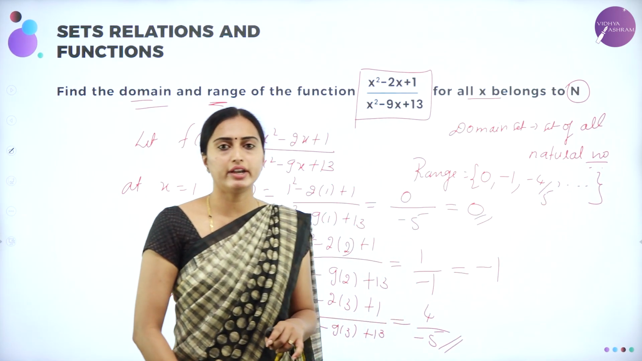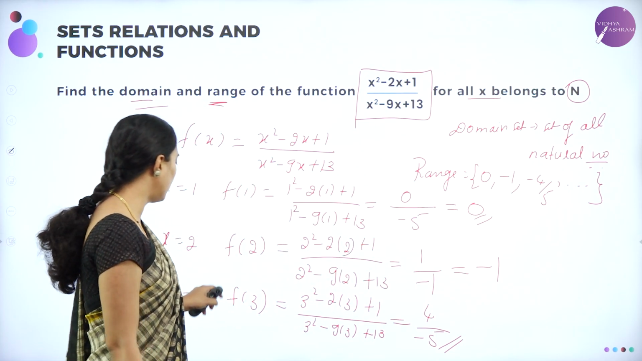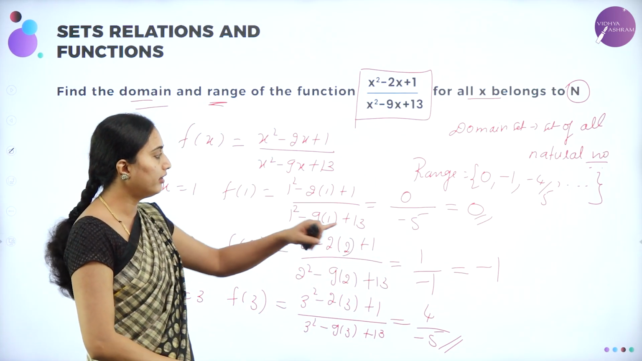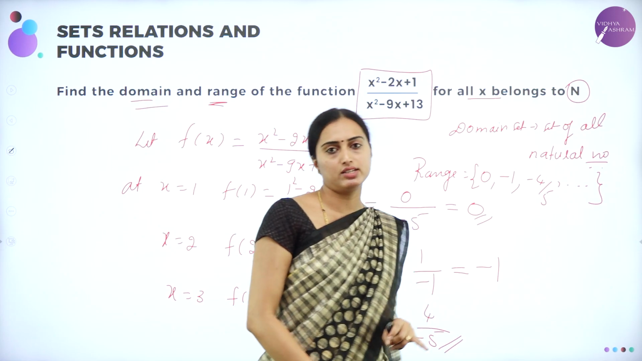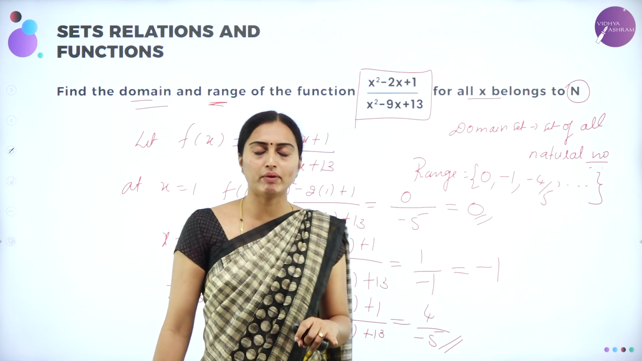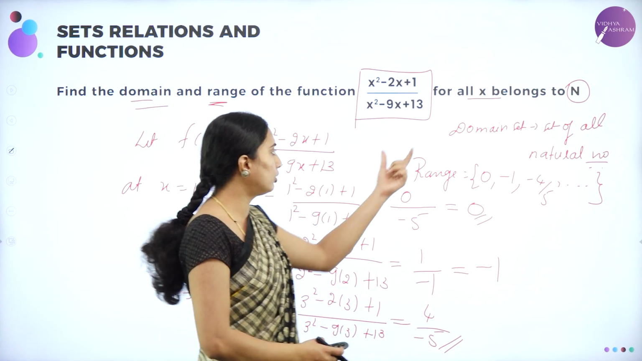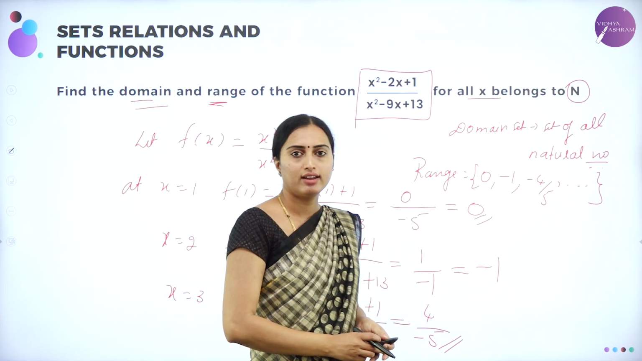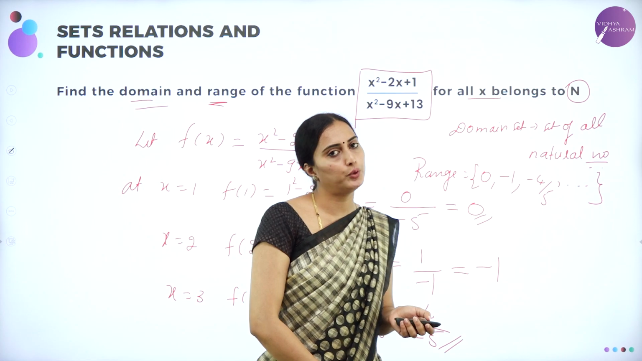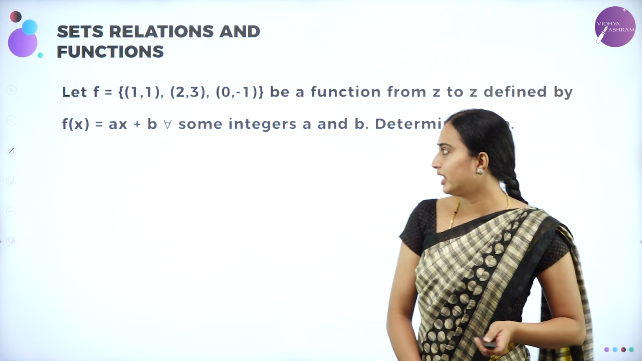If you want, you can write down the values by putting x equal to 4, x equal to 5, and so on, then put etc. Here I am finding only 3 values, then taking etc., an infinite number of terms. So this is the domain set and this is the range. That's it, dears. This will be asked for a 2 marker. We'll move on to the next question.